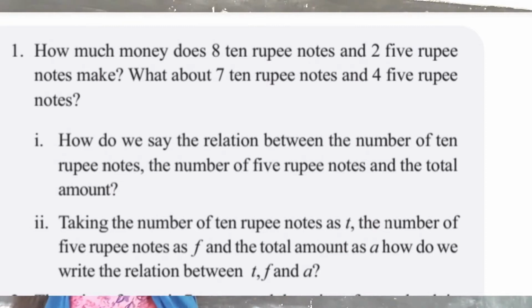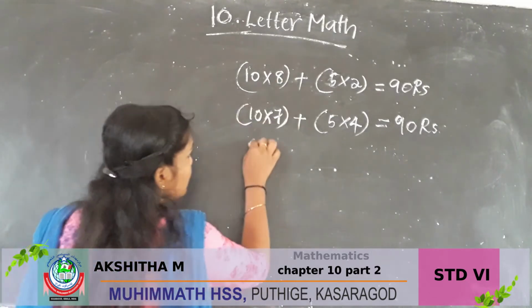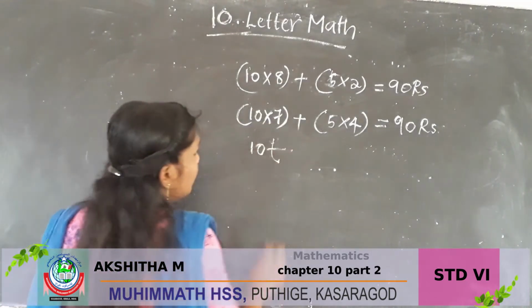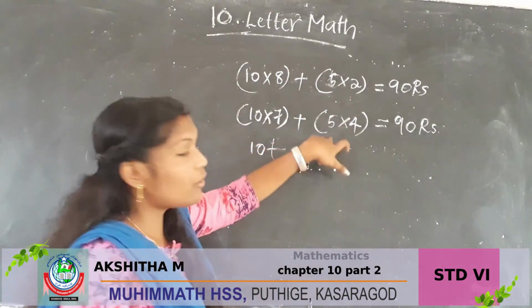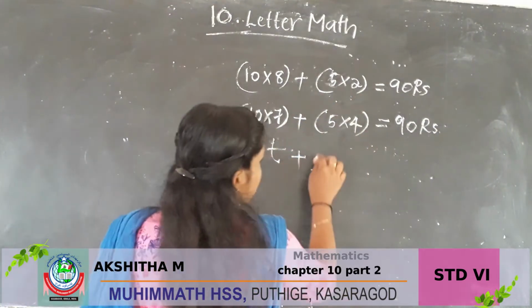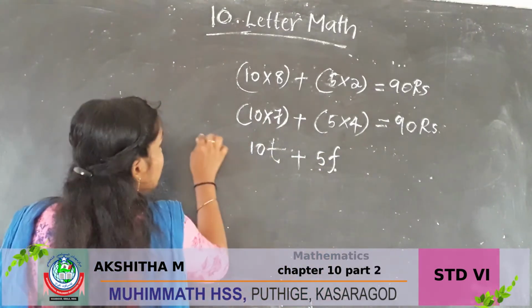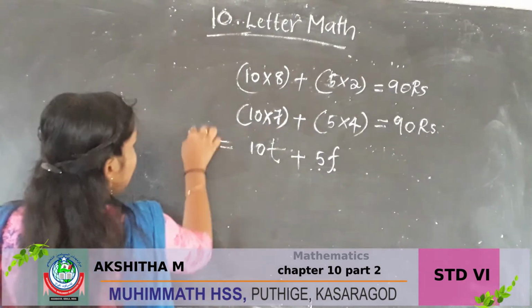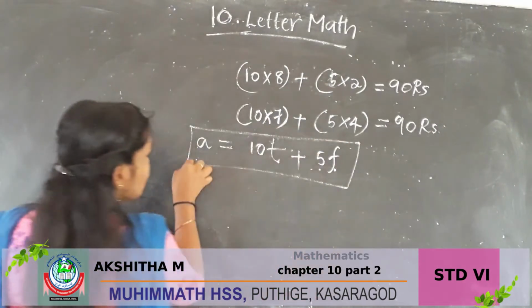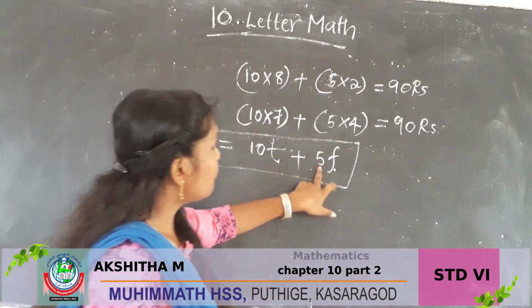Here, taking the number of 10 rupee notes as t, we can write 10t, plus the number of 5 rupee notes as f, so 5 into f, 5f. And the total amount as A. How can we see the relation? A is equal to 10t plus 5f.